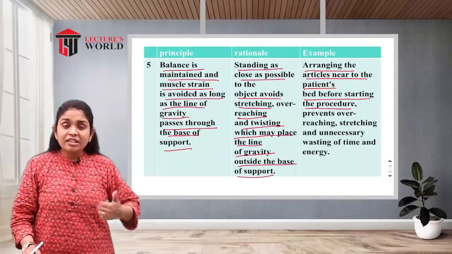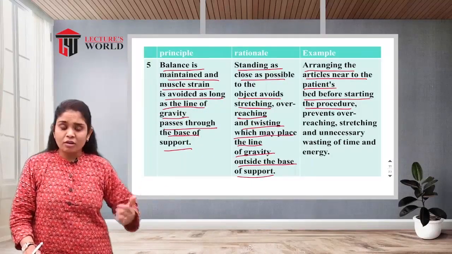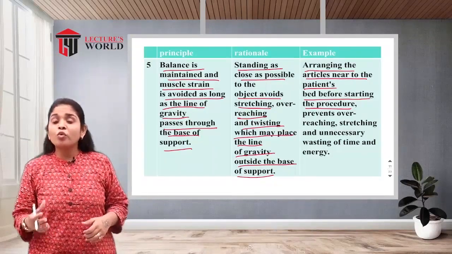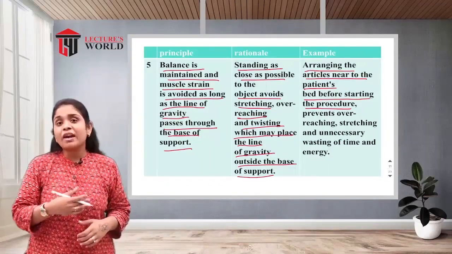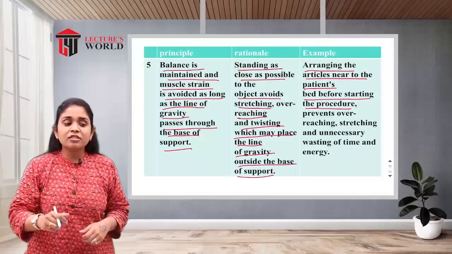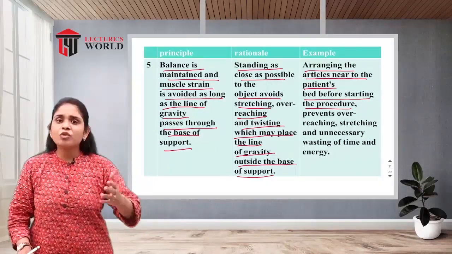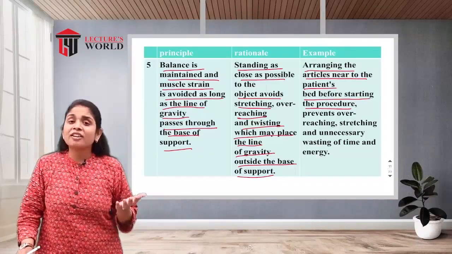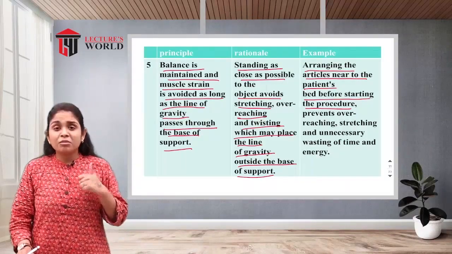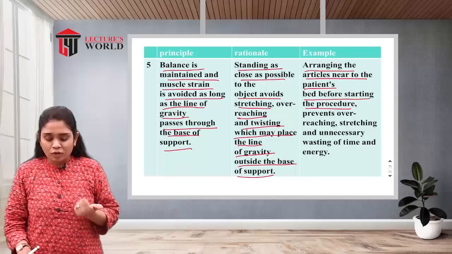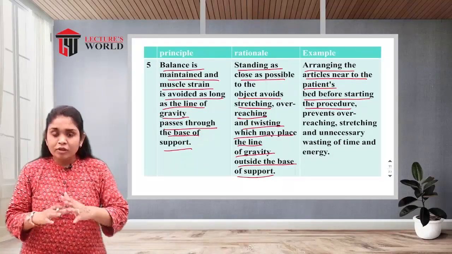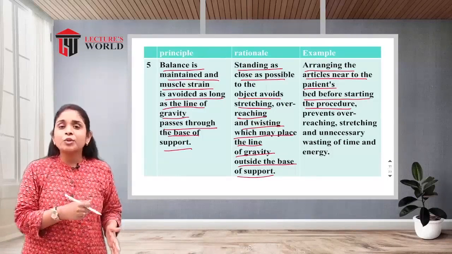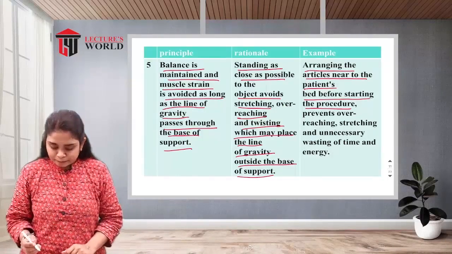But if it is very far out of your reaching area, what happens? Overreaching will be there, overstrain we have to do. If we are taking something from very far, we have to overreach, or we have to lean more. By that also muscle strain will be there, and the nurses will have backache also. So make sure you are arranging all the articles nearby, so you can do the procedure very easily.